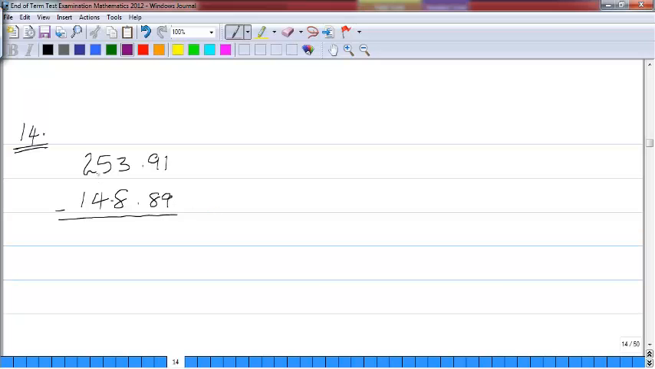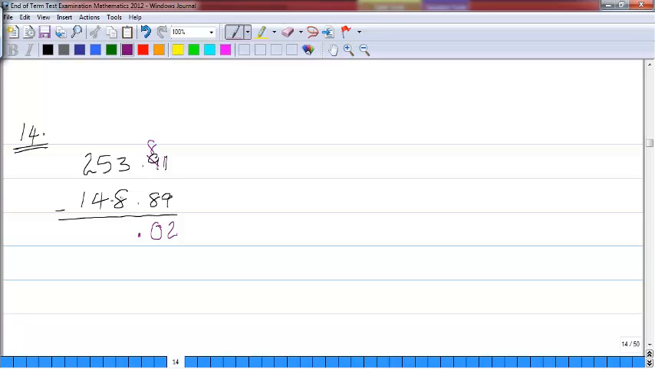Number 14 asks, what is 253.91 minus 148.89? 9 from 1 can't work, so I'll take 1 from the 9, leaving 8. That one set of 10, and the 1 here makes 11. So 9 from 11 would leave 2, and 8 from 8 would leave 0, nothing. I would keep my decimal point here, decimal under decimal.